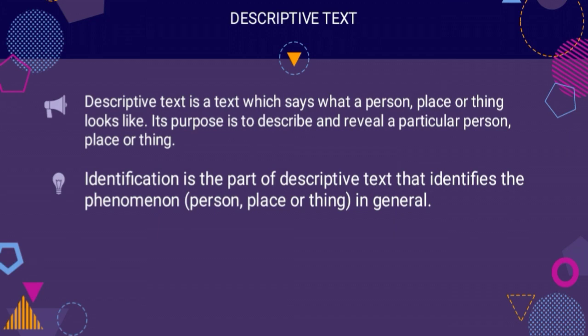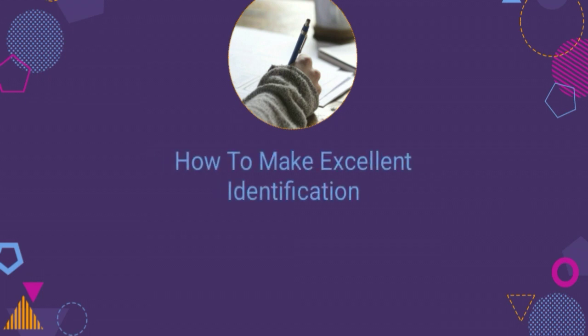Identification is the part of descriptive text that identifies the phenomenon in general. So, identification is the way to identify and introduce to the readers something you are going to describe in general. There are three tips for making an excellent identification.